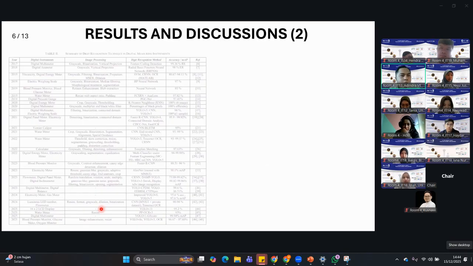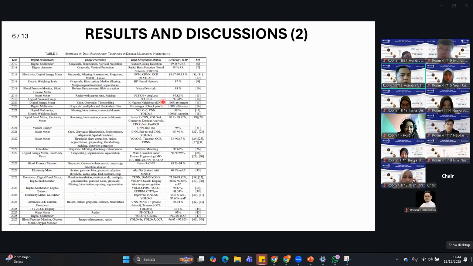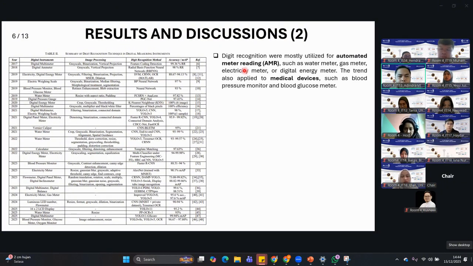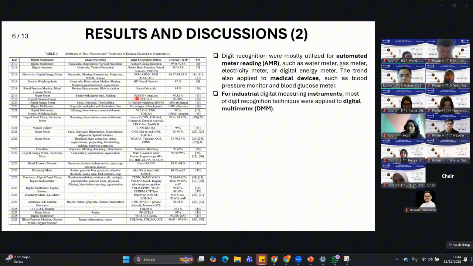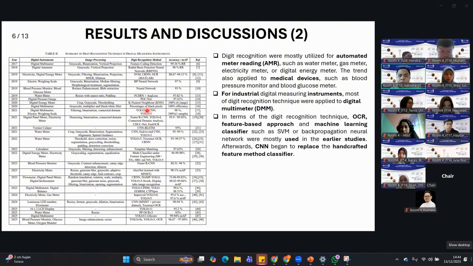And this is the summary of my review results. Based on Table 2, digit recognition is mostly utilized for automated meter reading, such as water meters, gas meters, and electricity meters. It is also applied to medical devices such as blood pressure monitors. And for industrial digital measuring instruments, most digit recognition techniques were used on the digital multimeter, or DMM.